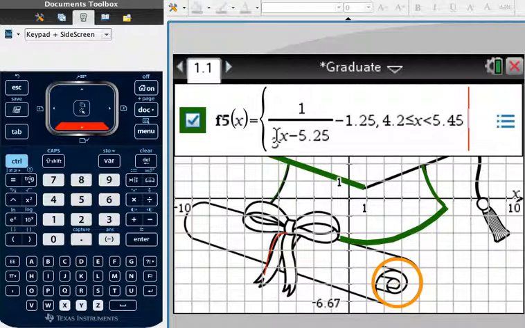I changed my 3 to a 1/3. The calculator went ahead and changed my format, so my exponent is down here. But basically, my a value was changed to a fraction, and that gives me a decay. And then this is moving it to the right and then moving it down. If I wanted to move it up, this would just become a plus something.